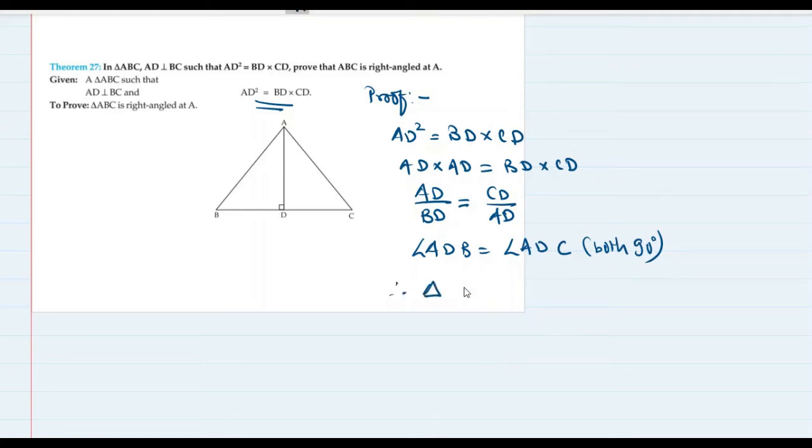Therefore, triangle ADB is similar to triangle... A will be in triangle ABD. I have over here, okay, I should have written the other triangles first. This is a little tricky, please pay attention, please bear with me. Okay, triangle ADC, I'm going to take this triangle.